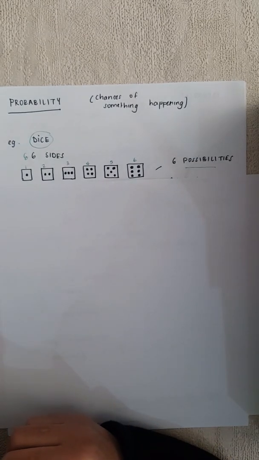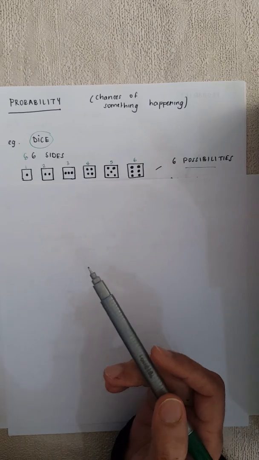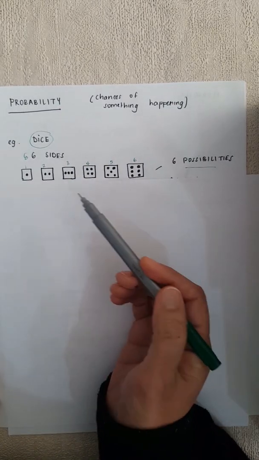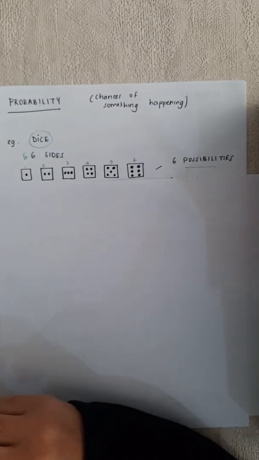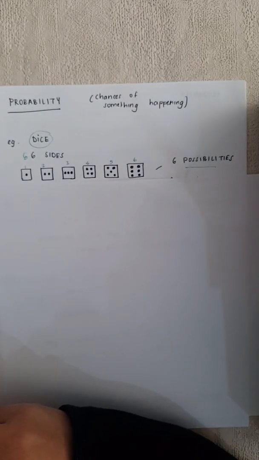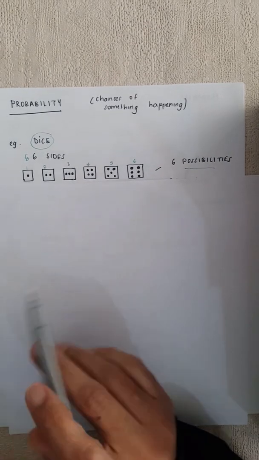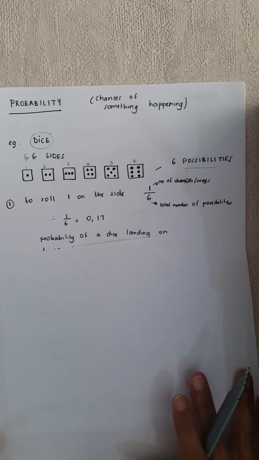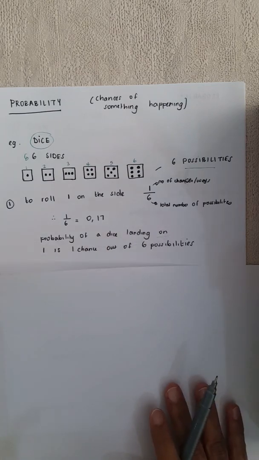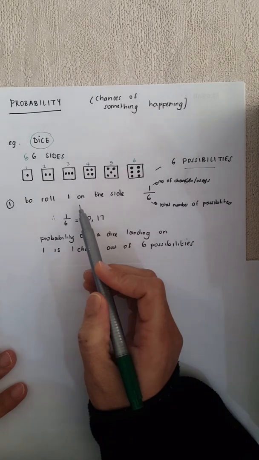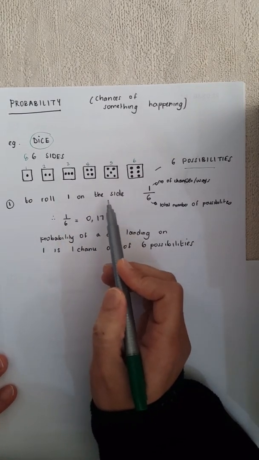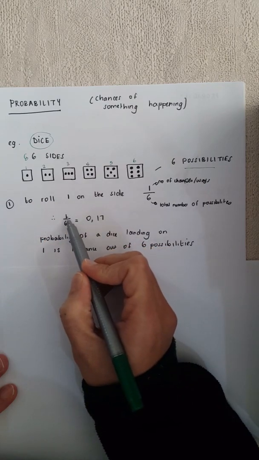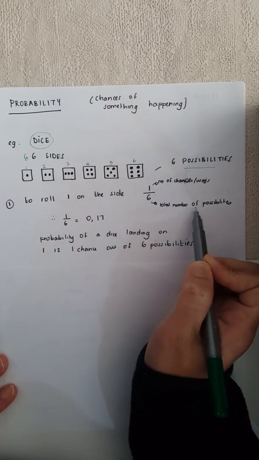Now we want to know the chances, or the probability, of having a 1 when we're throwing the dice, or a 2, or a 3. The question is, what is the possibility of me throwing the dice and getting a 1? That's what it means to calculate probability. So let's look at rolling the dice on number 1. If I want to roll 1, there's only 1 chance out of 6 possibilities.